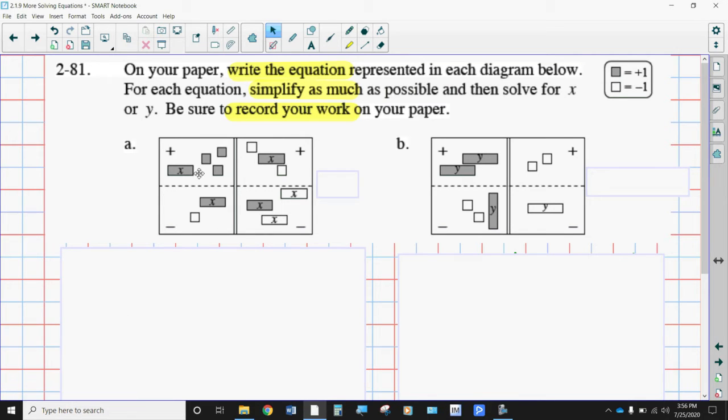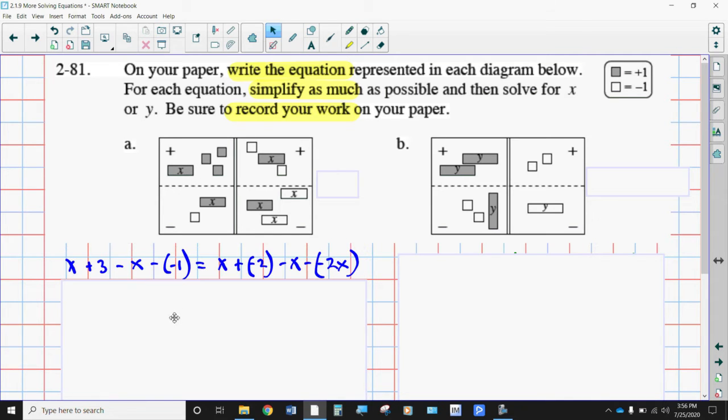All right, let's see what we got here. First of all, we have to write the equation, right? So this is going to be x plus 3 minus an x minus a negative 1. That would be equal to x plus negative 2 minus an x and minus 2 negative x's. So you can tell, that looks kind of crazy in there, all those subtractions and subtracting negatives.